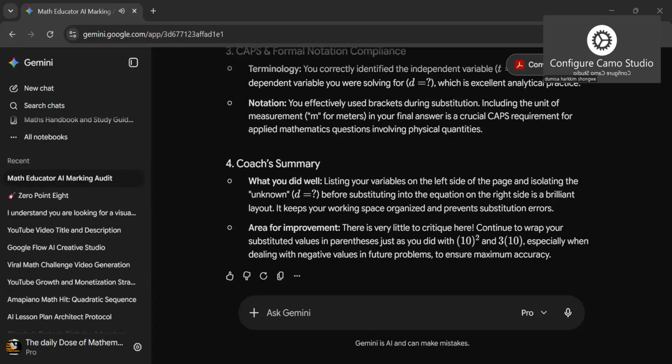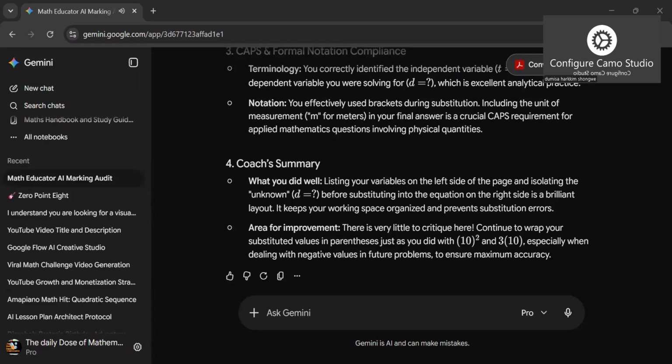3. CAPS and formal notation compliance. Terminology: you correctly identified the independent variable, t equals 10, and the dependent variable you were solving for, d equals, which is excellent analytical practice. Notation: you effectively used brackets during substitution. Including the unit of measurement, m, for meters, in your final answer is a crucial CAPS requirement for applied mathematics questions involving physical quantities.